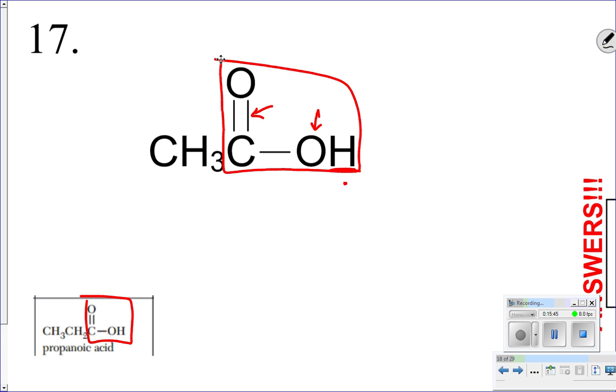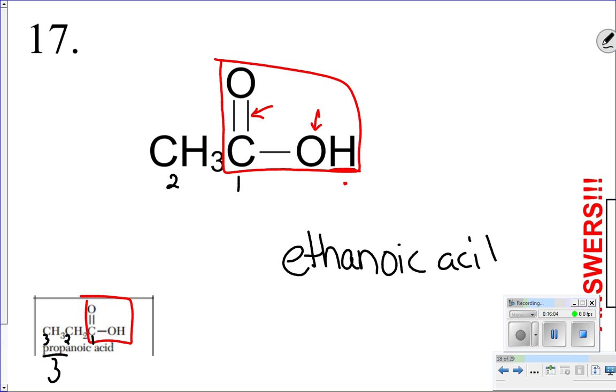In our example, propanoic acid, prop means 3. We can count 1, 2, 3 total carbons. This molecule has 2 total carbons, which would make it ethane. We're going to change that to ethanoic acid.